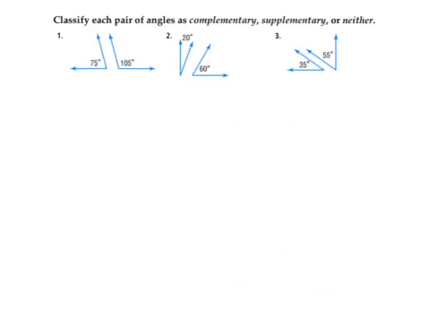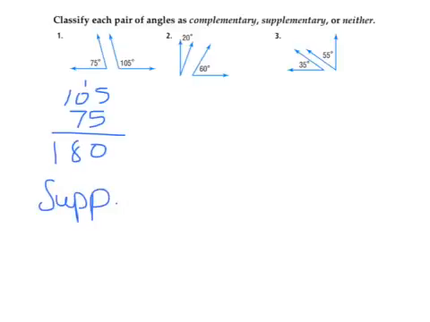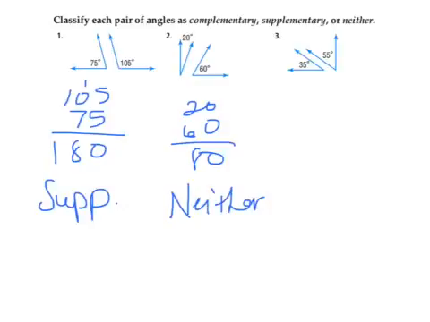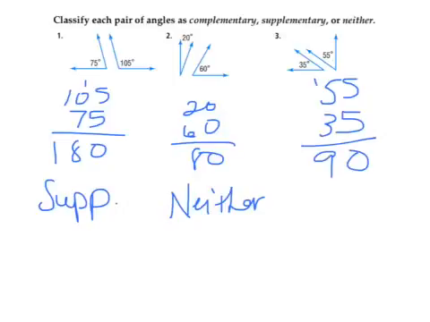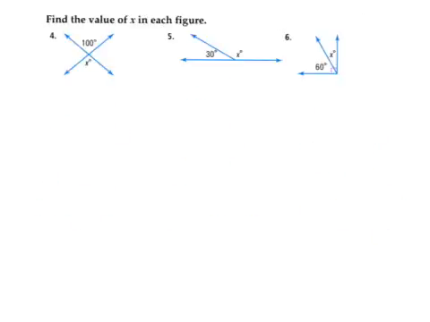So let's try some examples here. It says to classify each as complementary, supplementary, or neither. On this first one, 105 and 75. If I add those two together, I end up with 180. That makes those supplementary. Here I've got 20 plus 60. That would equal 80. That would be neither. And here I've got 55 and 35. That would equal 90. Those would be complementary. So even though they might look like something that they're not, make sure you actually do the math to find out for sure.